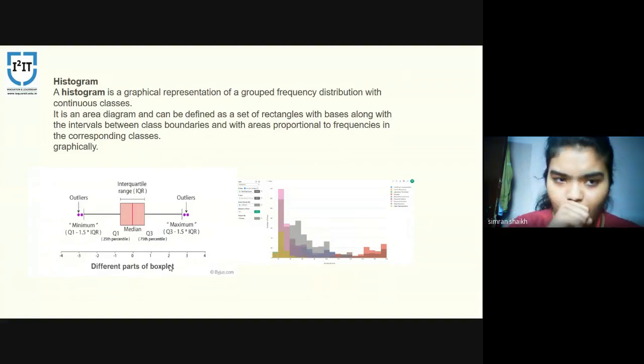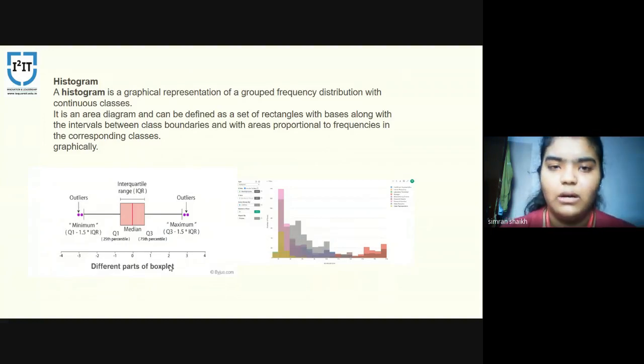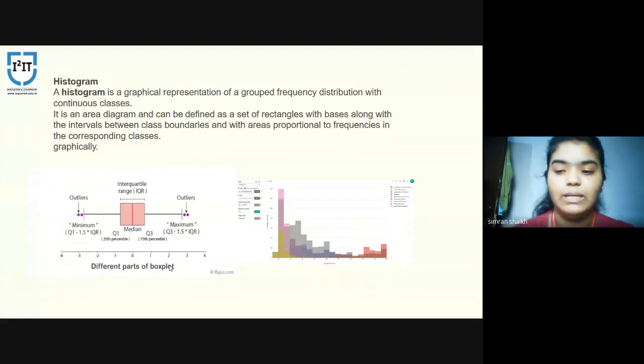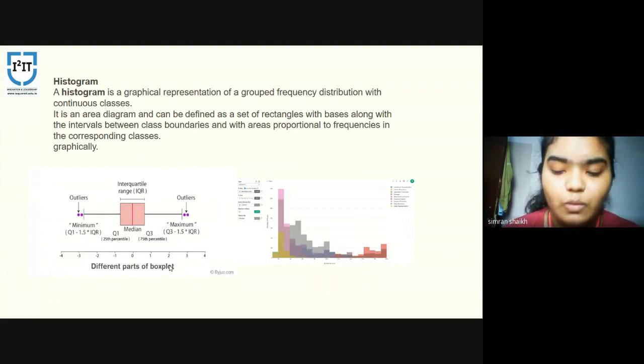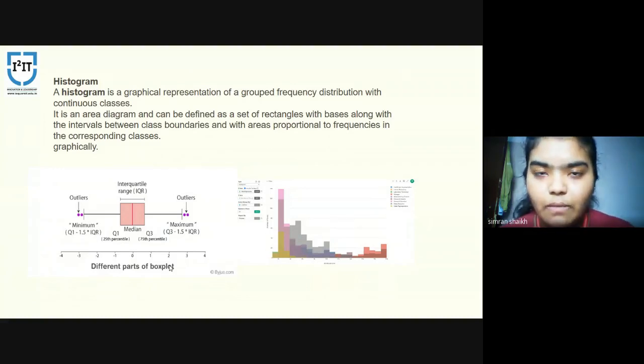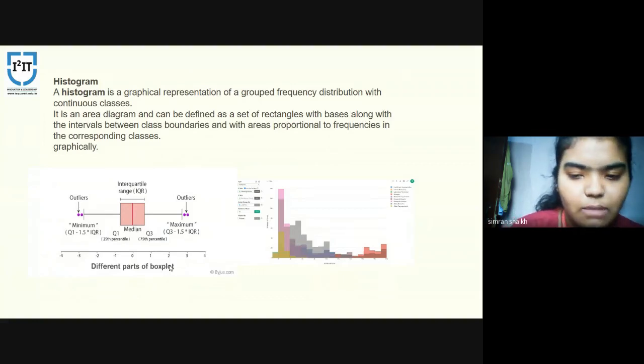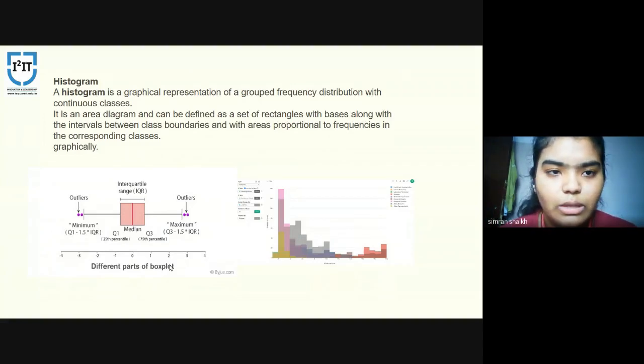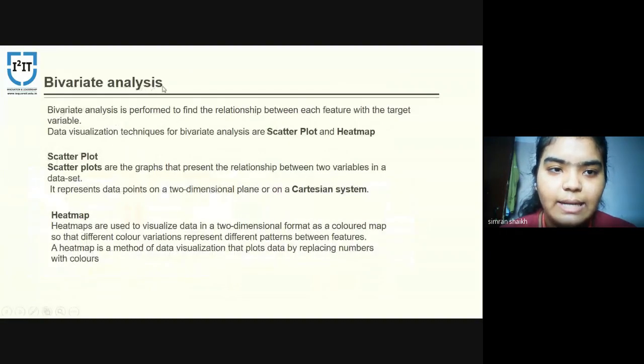Now, when to use a histogram? When you have much numerical data, or to check the shape of the data distribution, how the data is distributed, and when the output is different or when it involves two or more processes. So let's move on to the next, that is bivariate data analysis.